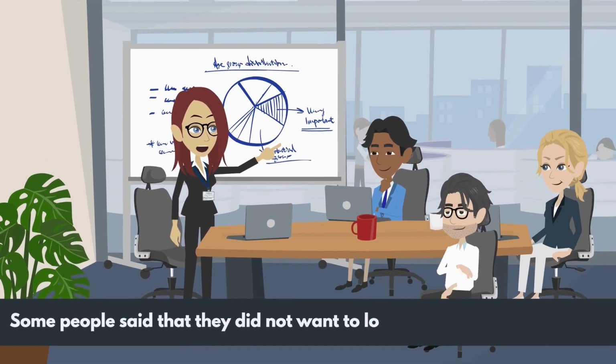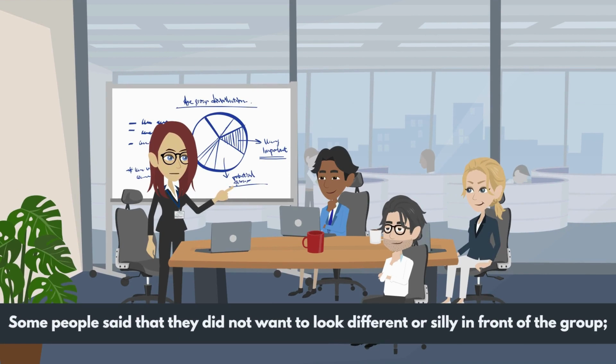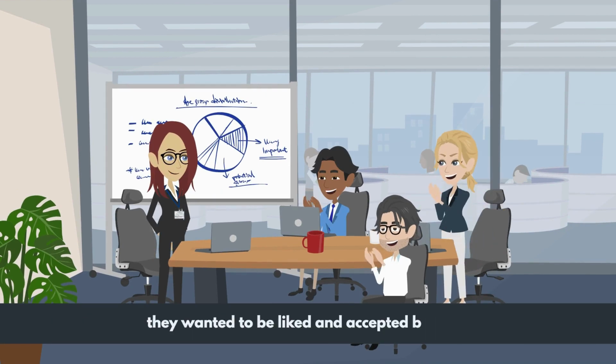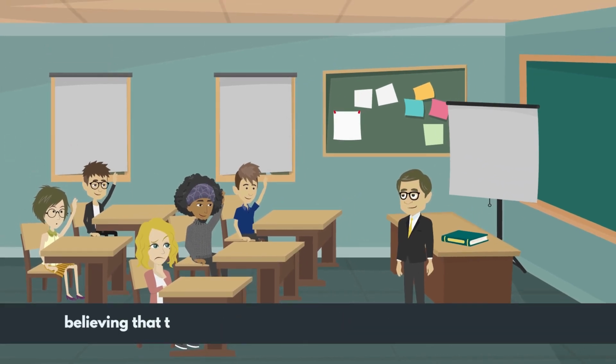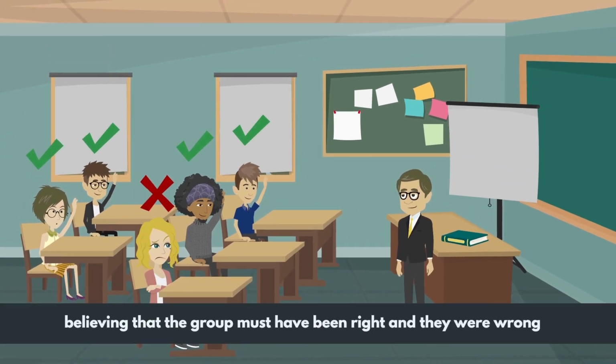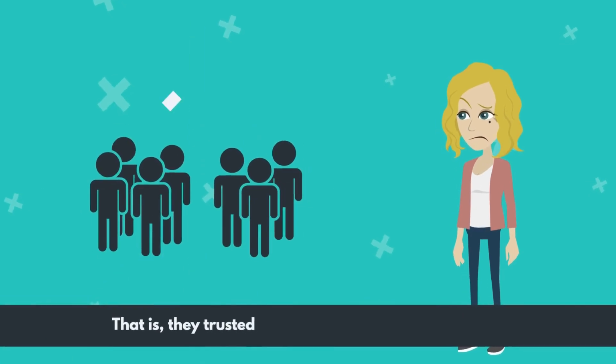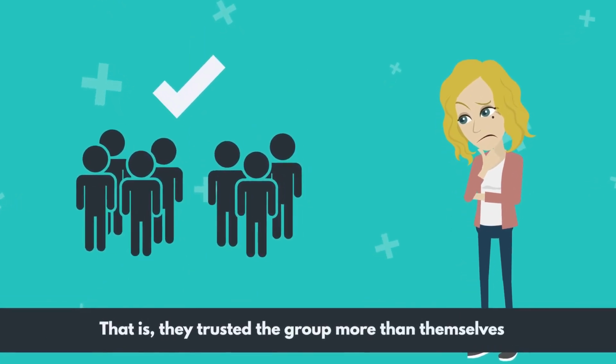But why did people conform at all? Some people said they didn't want to look different or silly in front of the group. They wanted to be liked and accepted by them. Other people questioned their own judgment, believing that the group must have been right and they were wrong. That is, they trusted the group more than themselves.